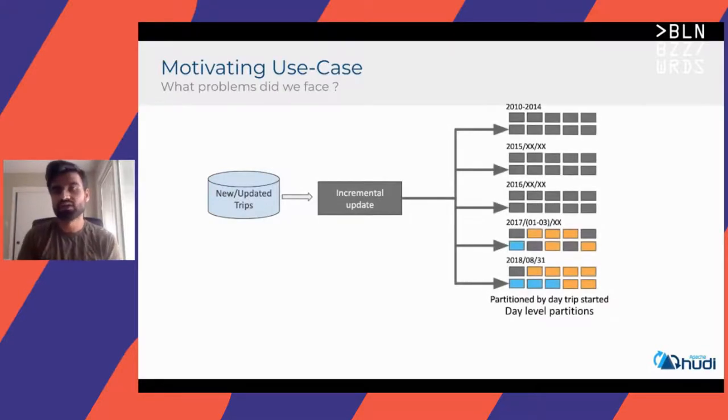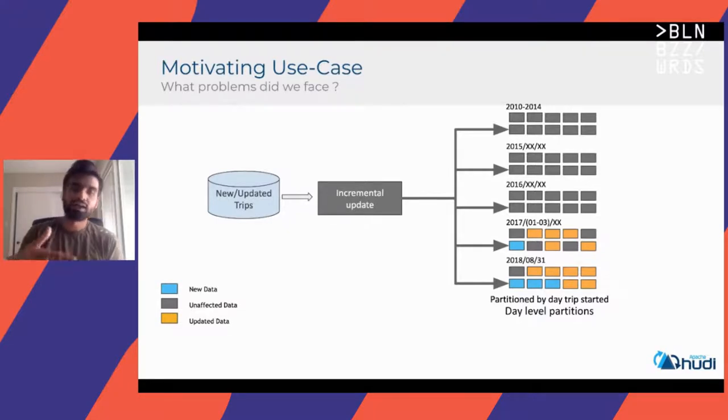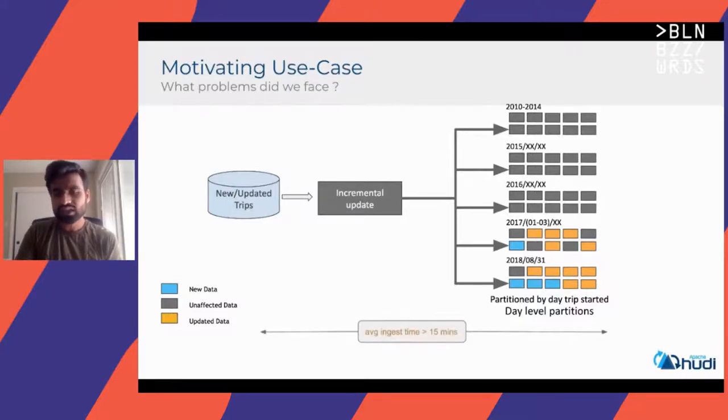And these updates and inserts end up spanning a bunch of partitions in the data. So now with copy on write, we'd end up rewriting whichever files are affected by updates, and writing new files for inserts. Now, the average ingest time could be about 15 minutes, where a lot of time is spent on writing equitably sized Parquet files, for example.